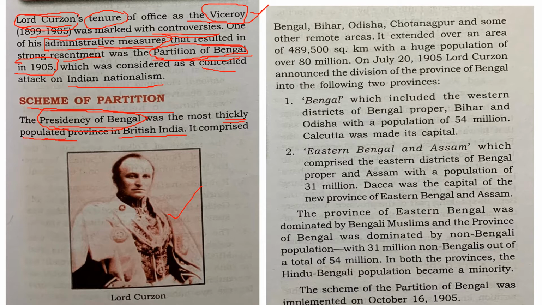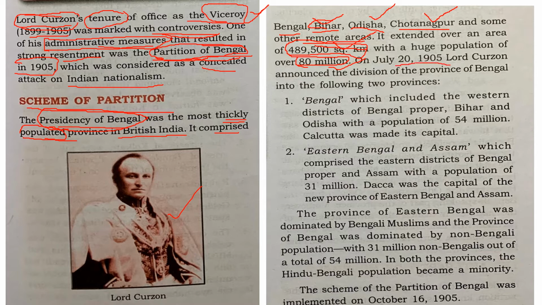That means there were more people living in this Bengal, and it comprised Bengal, Bihar, Odisha, Chota Nagpur, and some other remote areas. So the Bengal Presidency is not just Bengal. It also has Bihar, Orissa, Chota Nagpur and some other areas. Altogether this is one presidency, and the population is very high. The area was 4,89,500 square kilometers, such a huge area, with a population of 80 million. So we were trying to understand why they went for the partition of Bengal. One is a huge presidency with Bihar, Odisha and Chota Nagpur, and the area is very vast. The population is very thick, with 80 million people living in all these four areas.